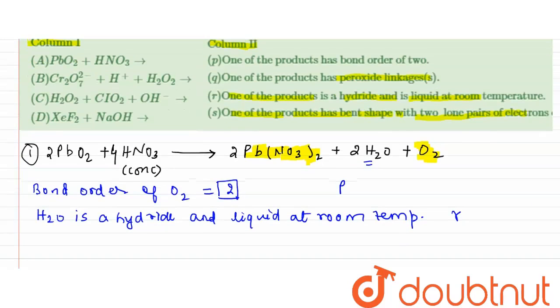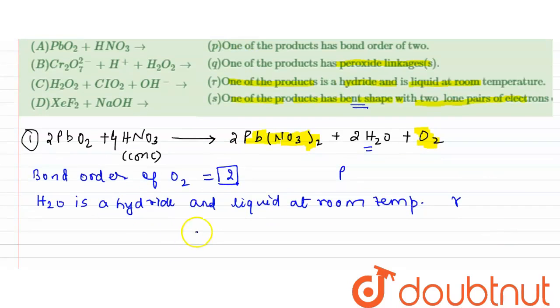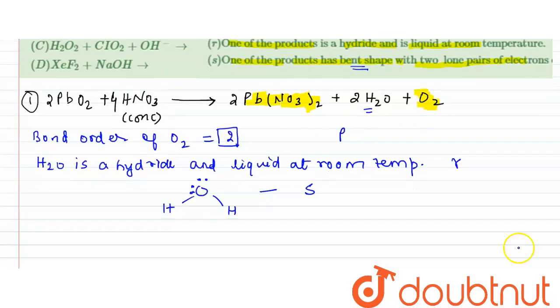Now let's see the last one. One of the product has bent shape with two lone pairs of electrons on the central atom. So let's see. You have water, the structure of water is V-shaped, we all know. And here you have lone pair of electrons on oxygen, right? So you can see very well that even the last one, S, is also correct because of water. So now you can conclude that for option 1 we have P, R and S, right?